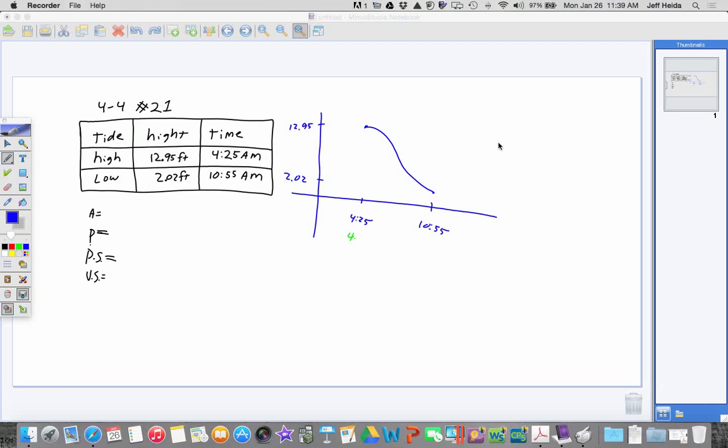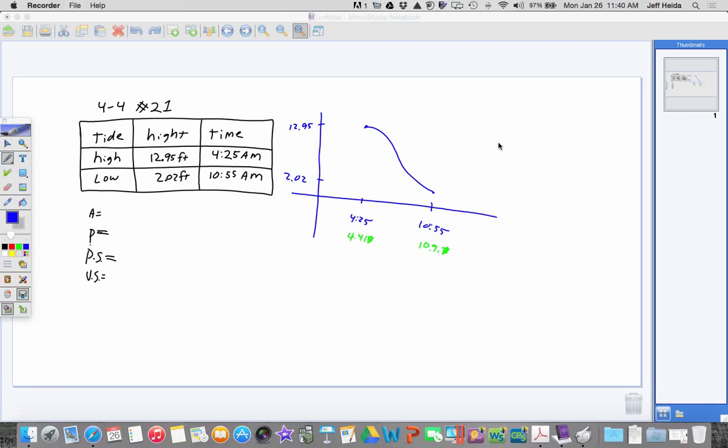It's 4.417. And then 10:55 is 10 point what? 10.167. 10.917, if you round it up. It doesn't matter. If you're rounding it, then the 6 on the other one is a 7 too. Okay, so we have those times.